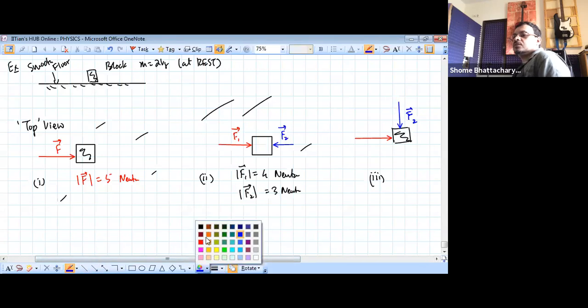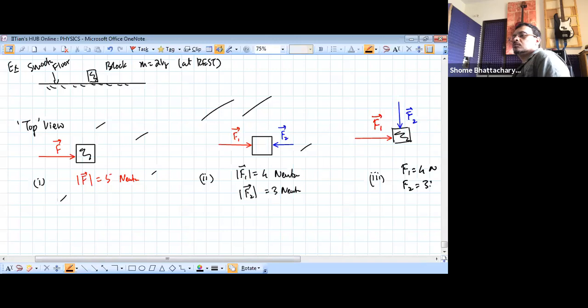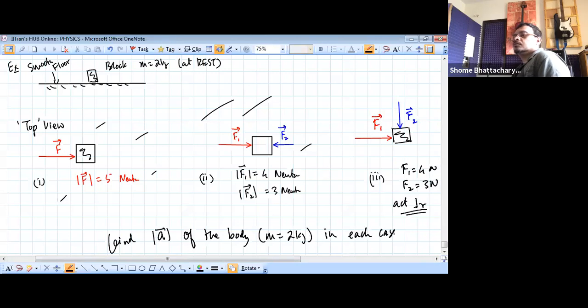So you have to find the acceleration of the body in all the 3 cases. So again, the same magnitudes act perpendicular to each other. Find the magnitude of acceleration of the body, which has obviously the mass given to you as 2 kg in each case. So try this out.